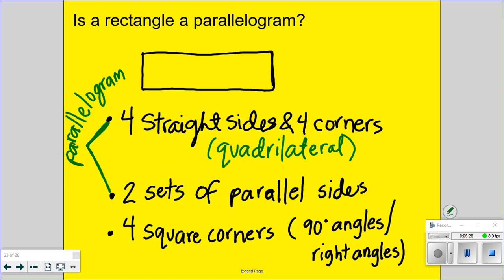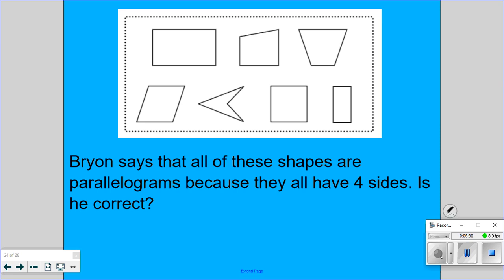Let's look at these shapes. We have a whole category of shapes. Brian says all of these shapes are parallelograms because they all have four sides. Is he correct? Well, first let's double check that there are four sides. Count the sides with me. Ready?